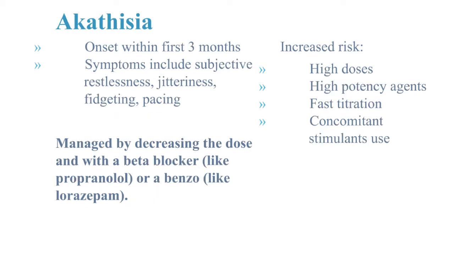Patients also may complain in the first 3 months of antipsychotic therapy about restlessness, jitteriness, fidgeting, pacing, sometimes just a subjective feeling of restlessness. Again, high doses of antipsychotic medications are more likely to cause this, and if we titrate up too fast, we may see it. Certainly, if the patient is on a stimulant as well, you could confuse the restlessness and jitteriness of a stimulant with this type of feeling. We manage this with a beta blocker like propranolol or a benzo, less preferable, but also an option.